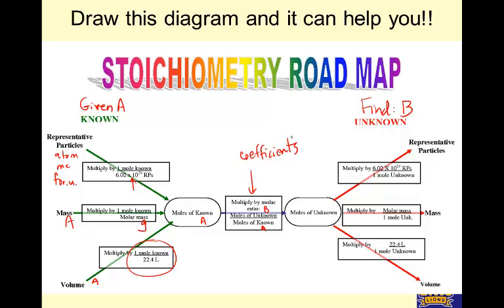If you want to draw this diagram in your notes, it might help. And then when we use the coefficients, we turn it into moles of another substance. But if you want your answer in atoms, molecules, or formula units, then you have to use Avogadro's number. If you want it in mass, you have to use grams from the periodic table.